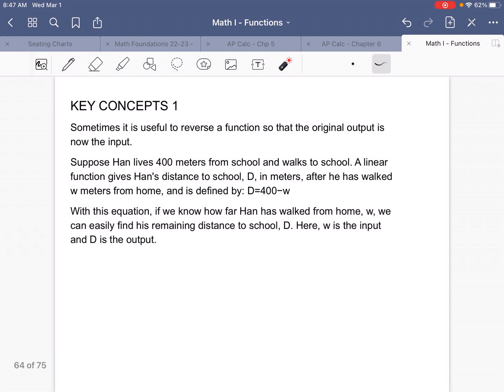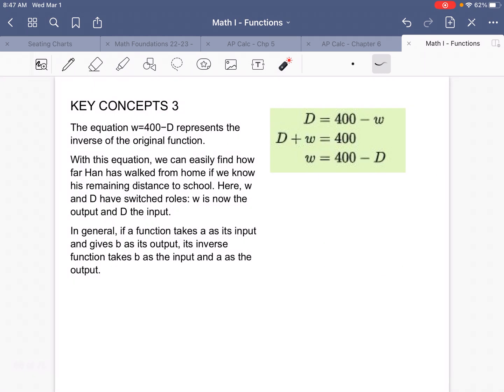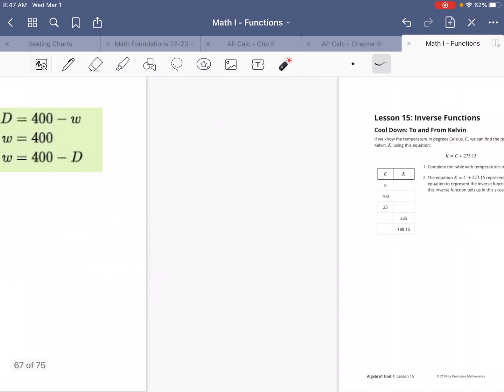We've flipped the relationship. Over here, d is a function of w, where the input is how far he's walked and the output is the distance he is from school. So the equation w equals 400 minus d is the inverse of the original function. The inputs and outputs have been flipped.